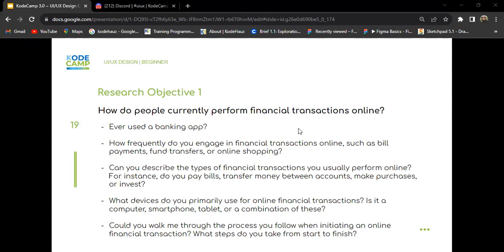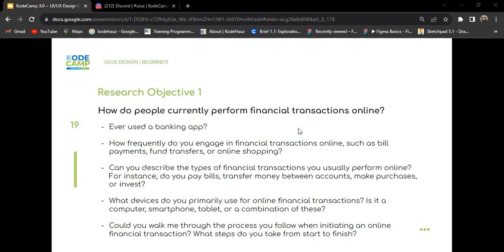How frequently do you engage in bill payments, fund transfers, or even online shopping? Describe the types of financial transactions you usually perform online. For instance, do you pay bills? Do you transfer money between accounts? Do you make purchases or even make investments? What devices do you use, smartphone, tablet, or a combination of all of these?